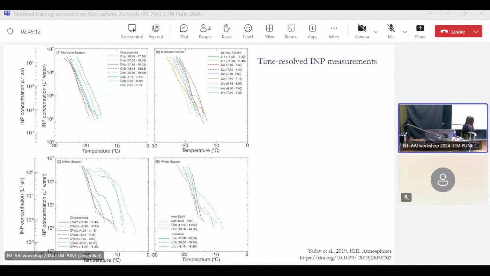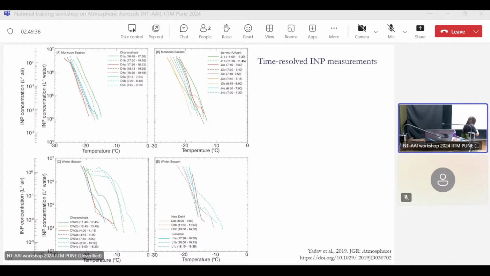And this is another thing which you can do with a cold stage instrument. We did time-resolved INP measurement. As the storm progresses, suppose rain starts at 9 a.m. in the morning, you can collect samples at 9 a.m., 9:15 a.m., 9:30 a.m., 10 a.m., 10:15 a.m. And then you can plot the INP concentration and see how the INP spectra or concentration changes as the storm progresses.